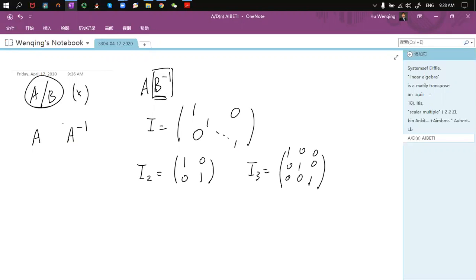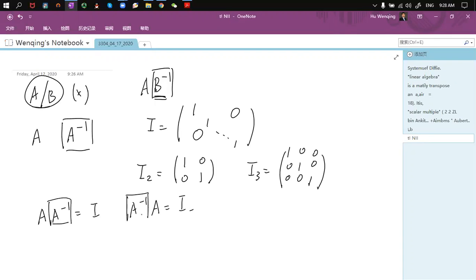So now, what does it mean to take the inverse of a matrix? It means that A multiplied by A inverse is the identity, and A inverse multiplied by A is the identity. So A inverse is such a matrix that whether you left multiply or right multiply the original matrix, you must end up with the identity matrix.